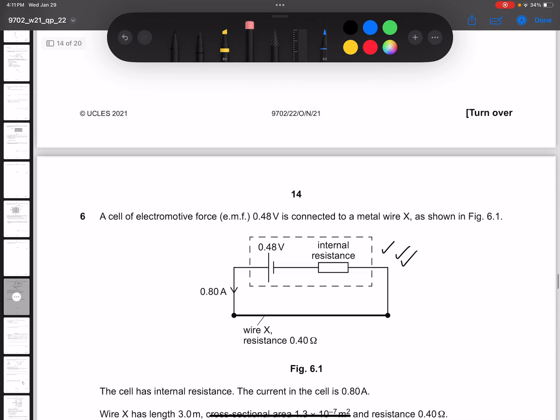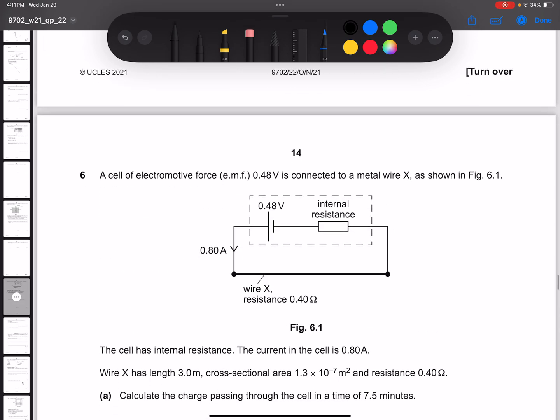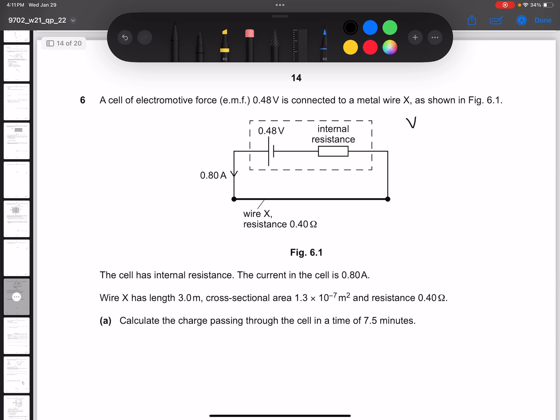Here are some formulas you need to know before you start. These are some basic ones. I don't know if they're given. They should be given, but anyway, remember them. V, voltage, equals the current times resistance: the voltage drop across a component equals the current in the component and the resistance of the component.